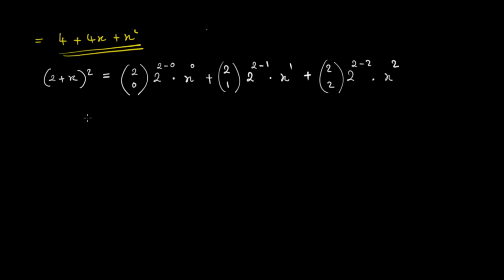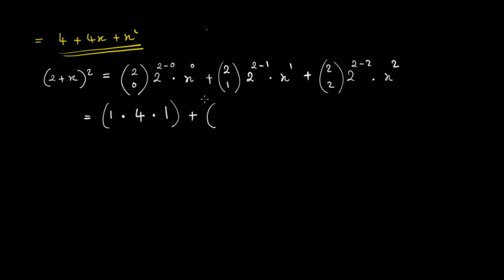Let us solve it. So we start by saying 2 choose 0, which gives us 1, so here it is 1 times 2 to the power 2 minus 0, which is simply 2 to the power 2, so it's times 4 times x to the power 0, which is 1. So this is the first term that we have, plus.